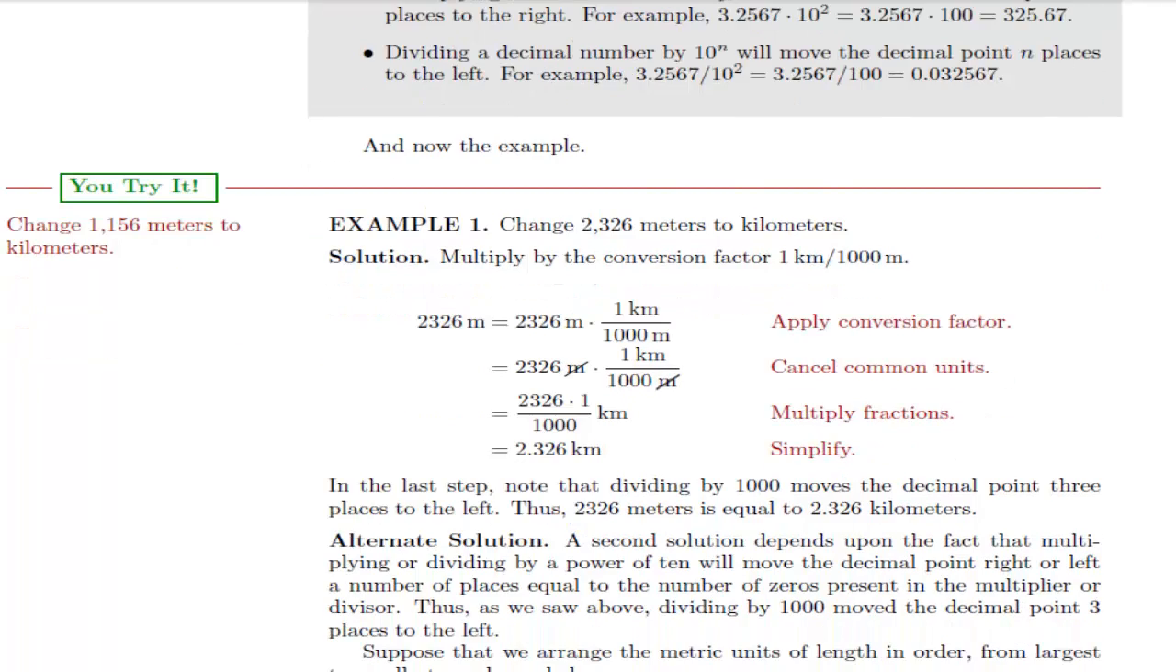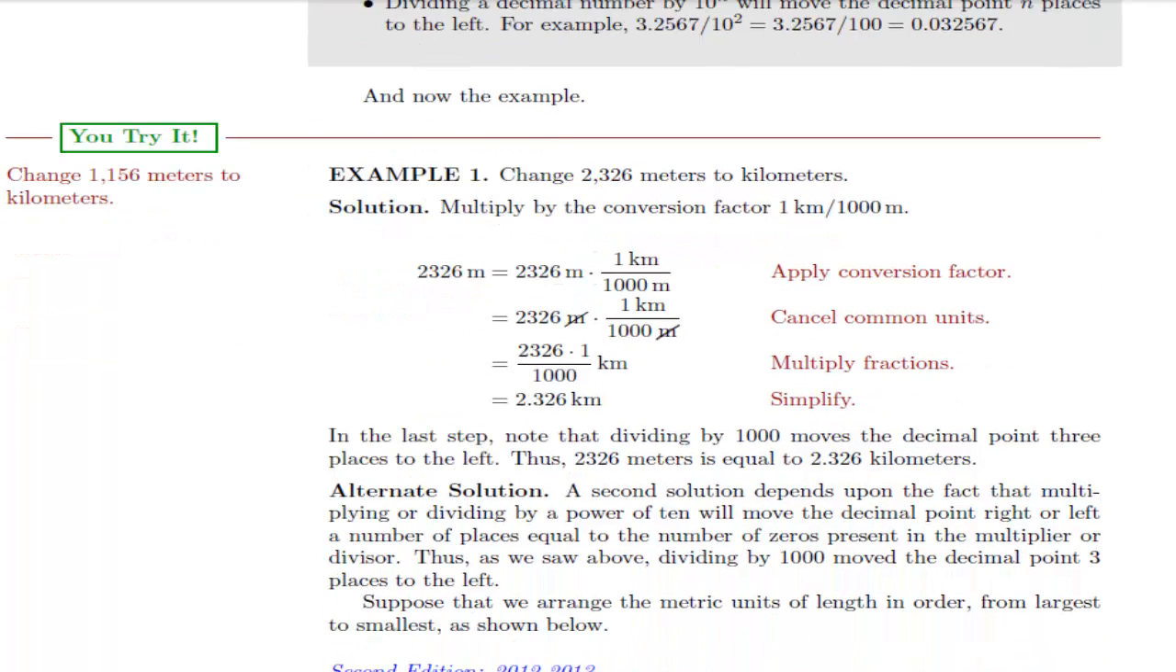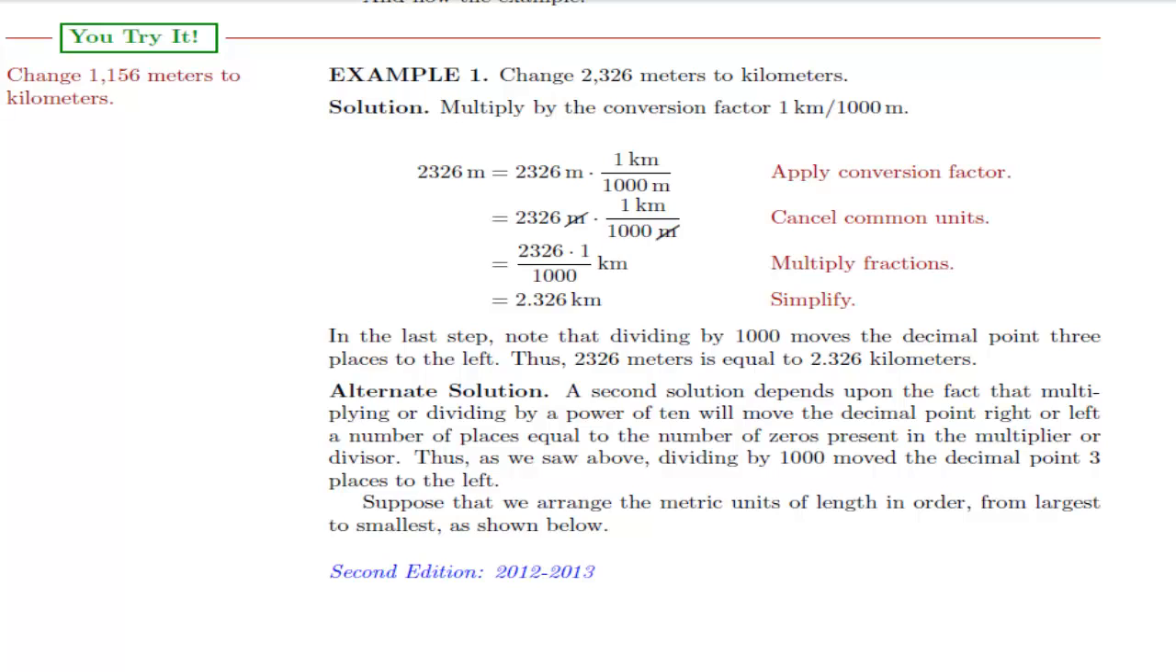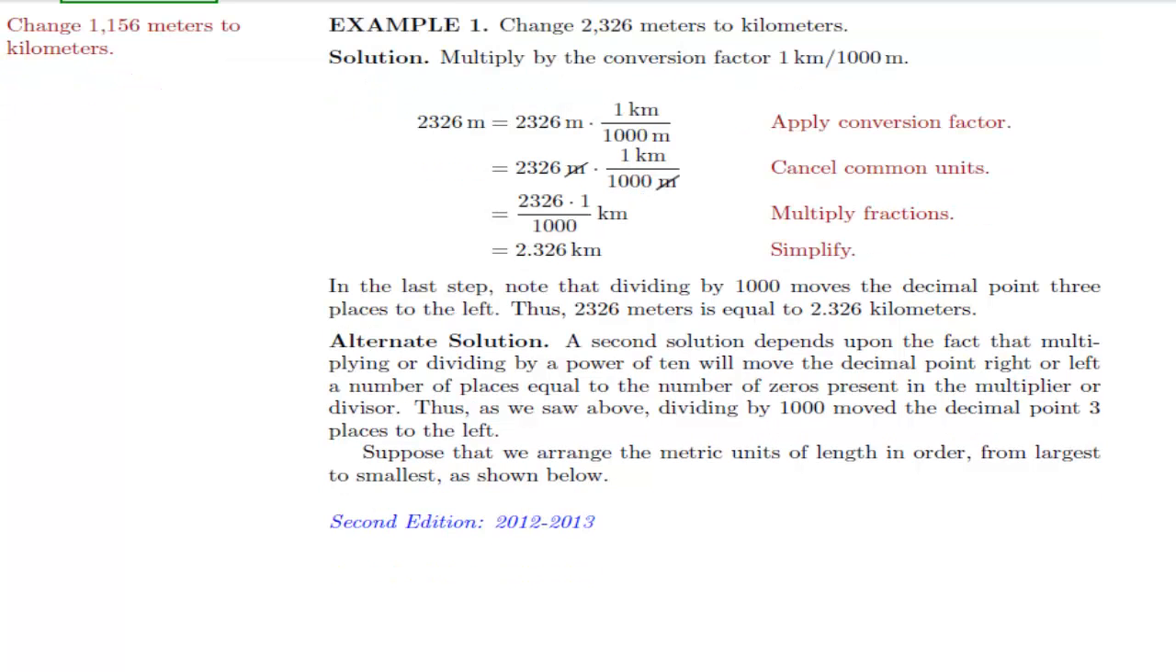And now the example. Example 1. Change 2,326 meters to kilometers. Solution. Multiply by the conversion factor 1 kilometer over 1000 meters. Cancel the meter units. Then we get 2,326 times 1 over 1000 kilometers, which simplifies to 2.326 kilometers. In the last step, note that dividing by 1000 moves the decimal point 3 places to the left. Thus, 2,326 meters equal 2.326 kilometers.